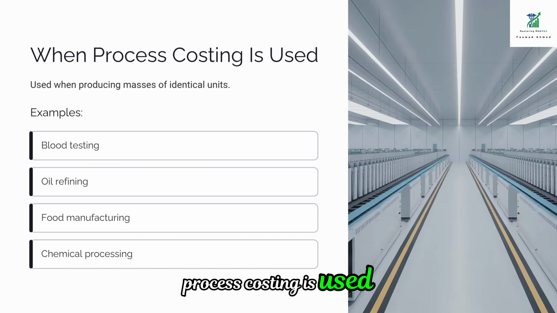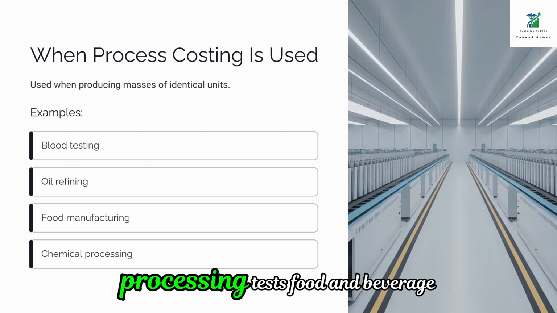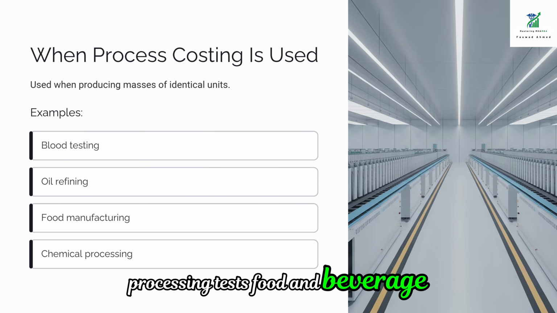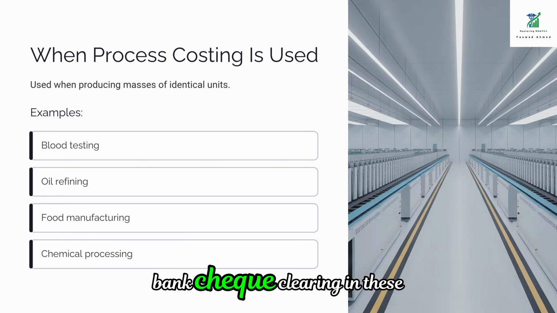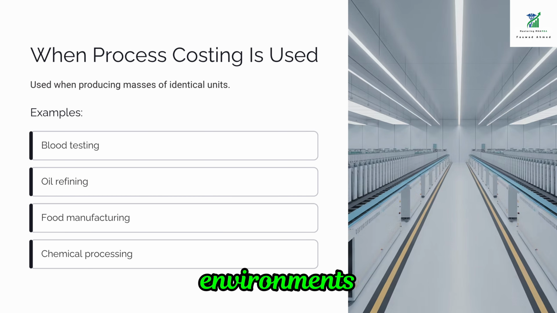Process costing is used when an organization produces masses of identical or very similar units. Examples include hospital labs processing tests, food and beverage companies, oil refining plants, chemical processing, bank check clearing. In these environments, units are indistinguishable, so cost is averaged across an entire batch.